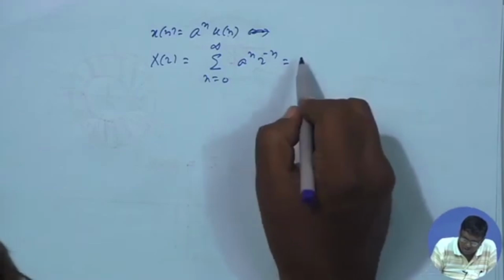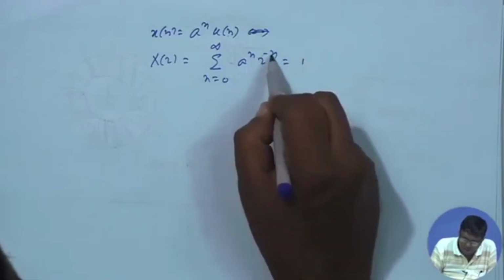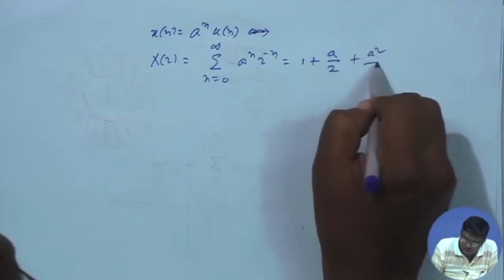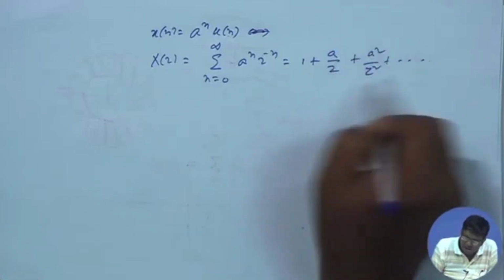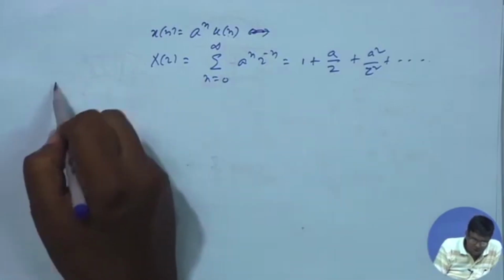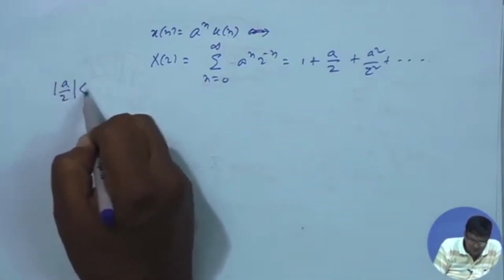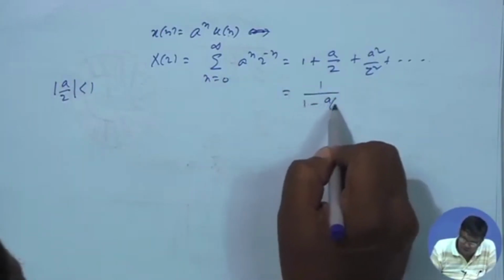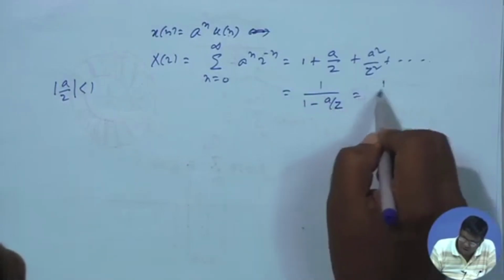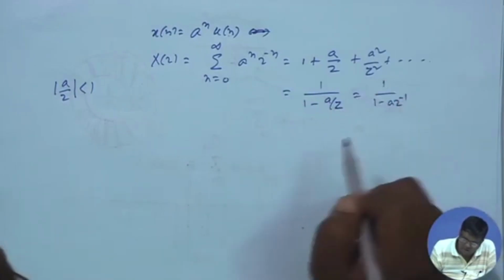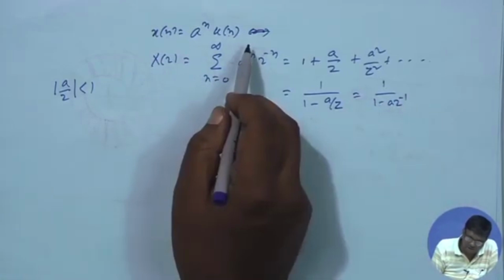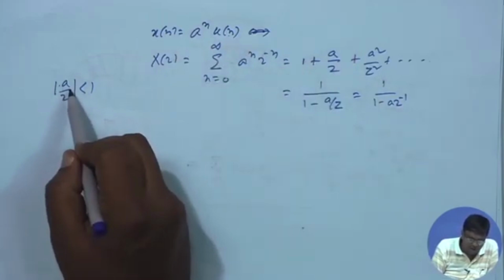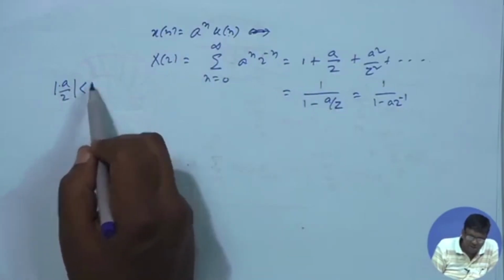Okay. That means, a to the power 0, z to the power 0, 1, then a by z, a square by z square, dot dot dot. This infinite sum will converge if this is less than 1, we all know, and it will then converge to 1 by 1 minus a by z. This is from basic algebra. We write it as 1 over 1 minus a z inverse. This is a right hand sequence. Its region of convergence should be outside a circle, and what does this give? Mod a by z is less than 1.